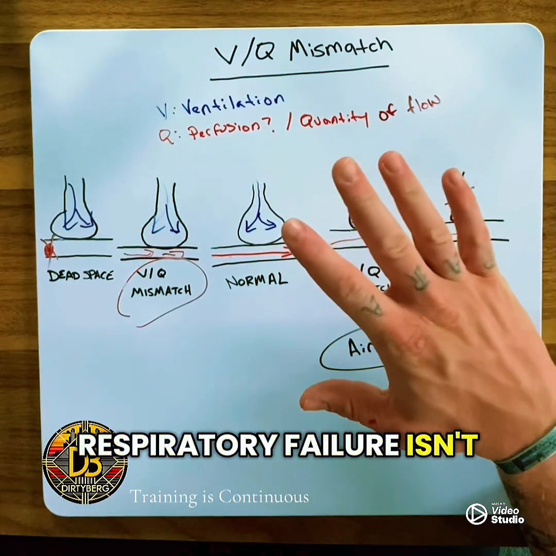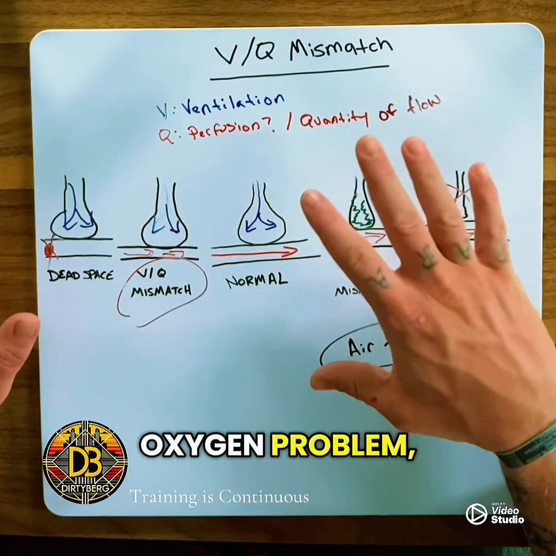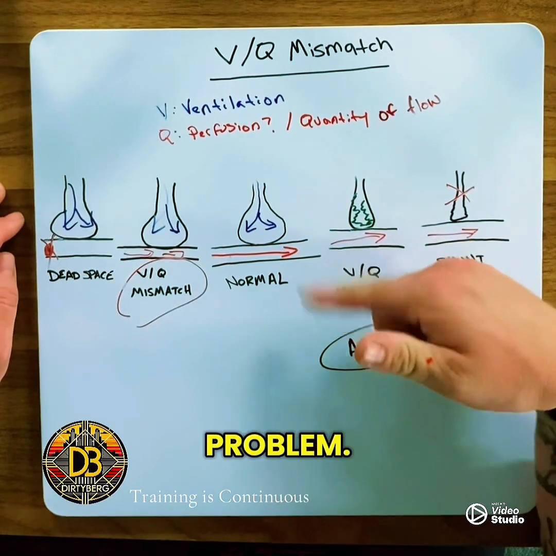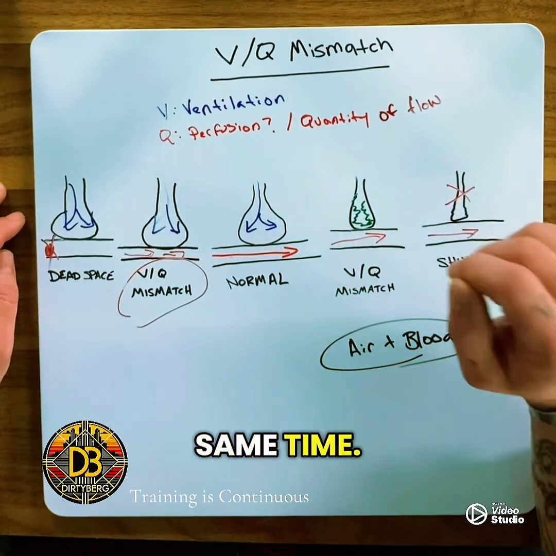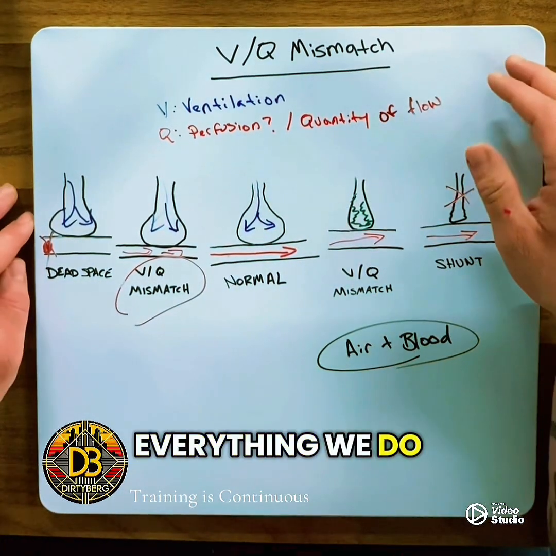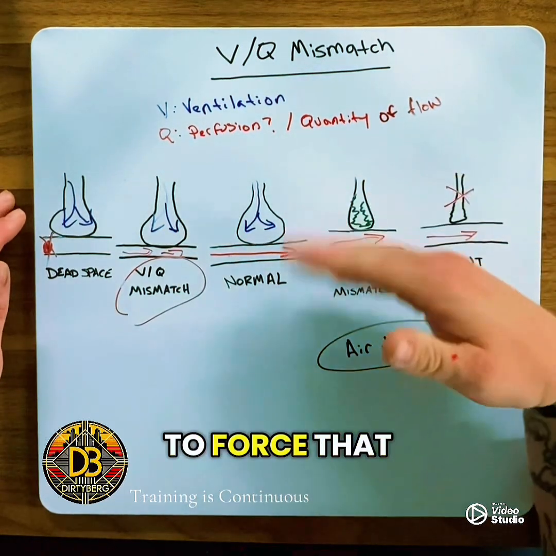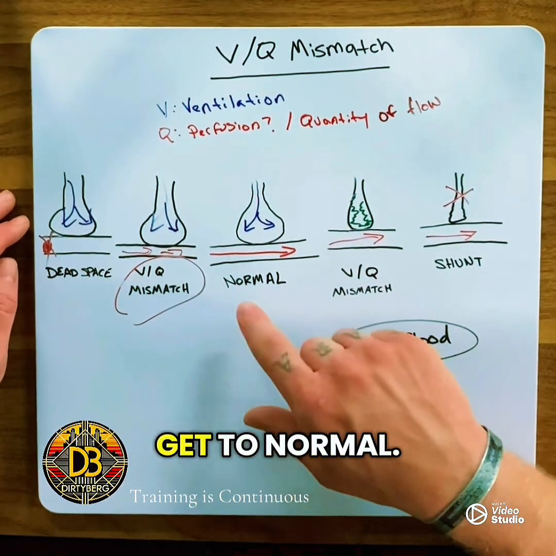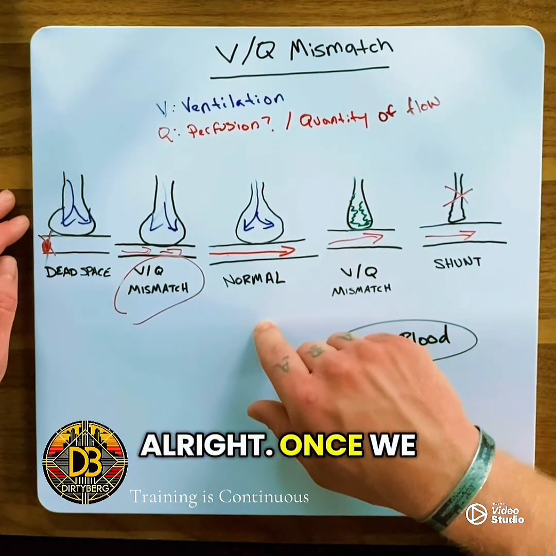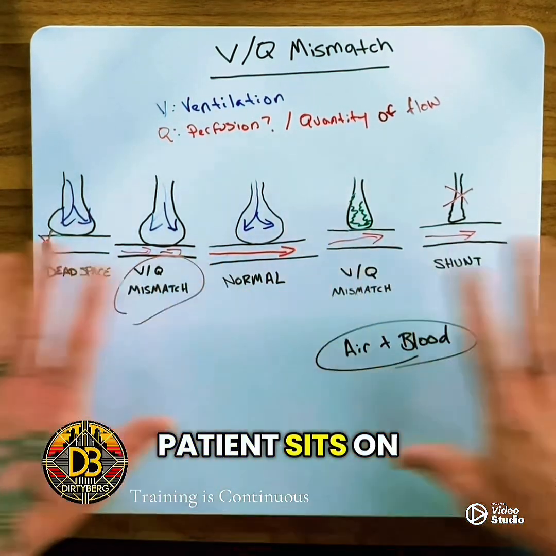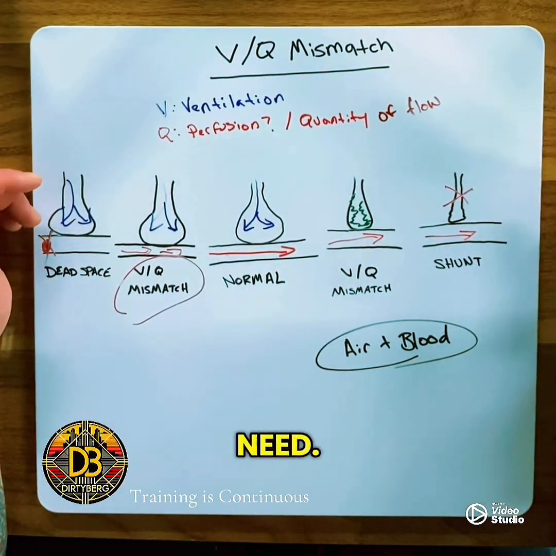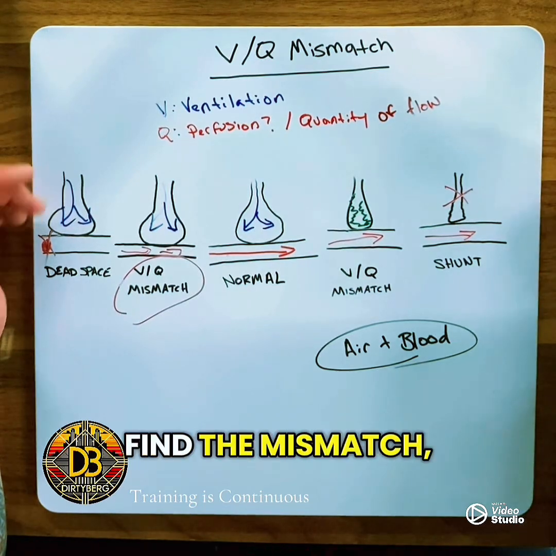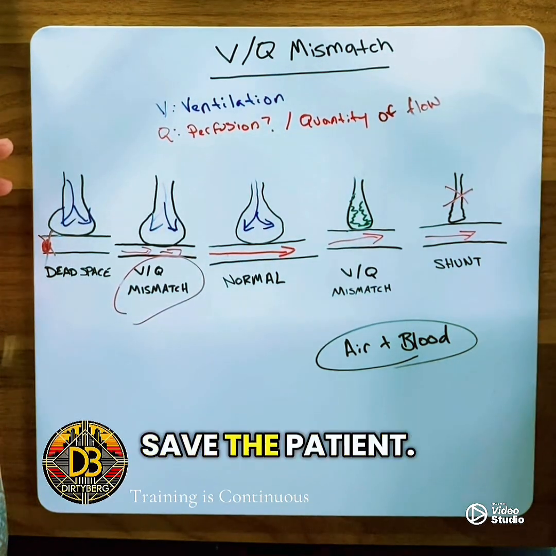Respiratory failure isn't usually just an oxygen problem. It's a meeting problem. Air and blood stop showing up at the same place at the same time. Everything we do is an attempt to force that meeting to happen and get to normal. All right. Once we understand where the patient sits on this spectrum, we'll understand why they're sick and what they actually need. You got to find the mismatch, fix the mismatch, save the patient.